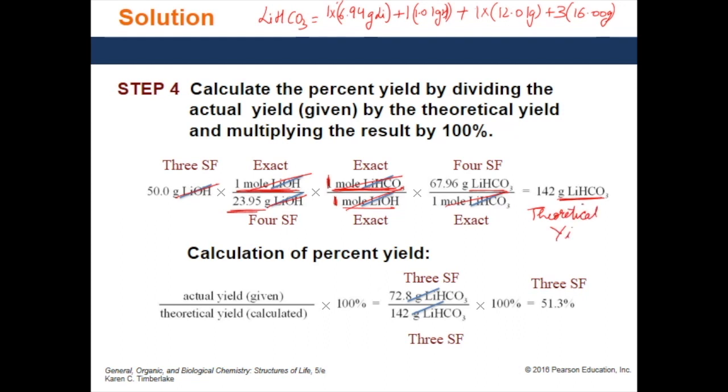Now to solve for the final percent yield, we'll do actual yield, which is given to us in the question, divided by theoretical times 100. Actual was given to us as 72.8 divided by theoretical, which we just solved for, times 100. Your final answer would be 51.3%.